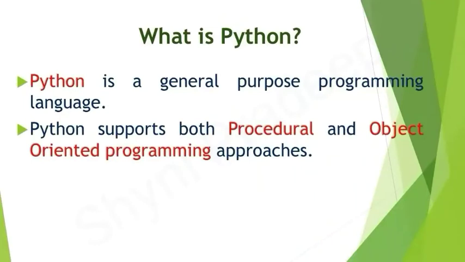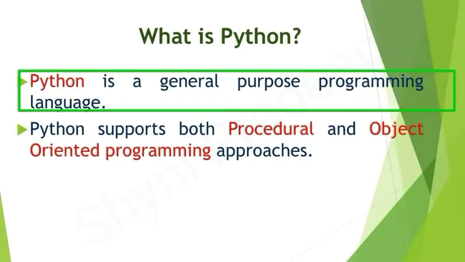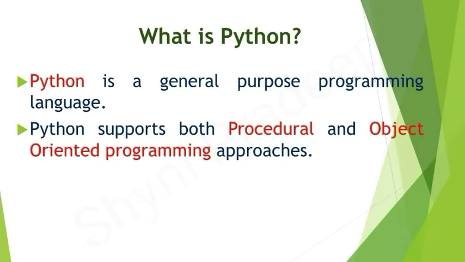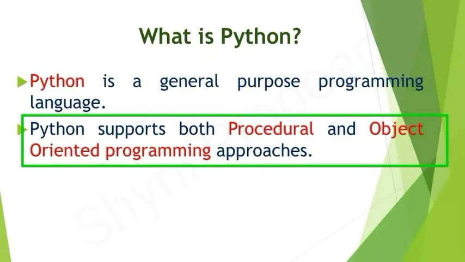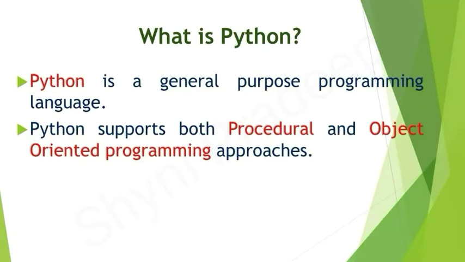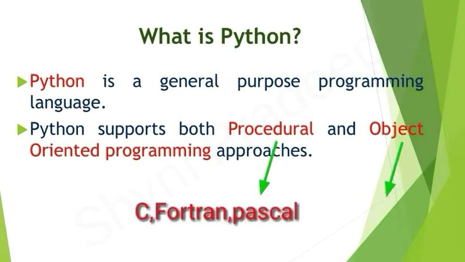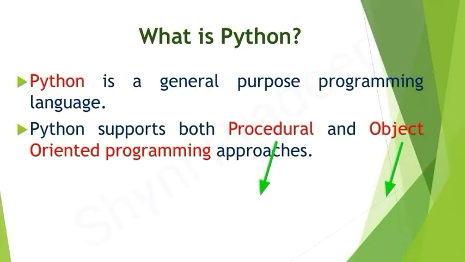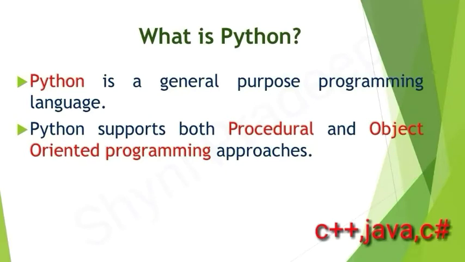Let us see the definition of Python. Python is a general purpose programming language, or you can say a high level programming language. It supports procedural languages and object oriented programming languages. Procedural languages are C, Fortran and Pascal, and object oriented programming languages are C++, Java, C#. So Python supports both procedural and object oriented programming.